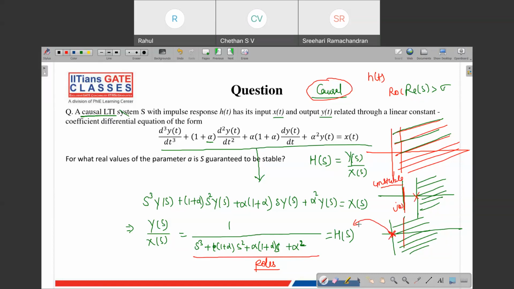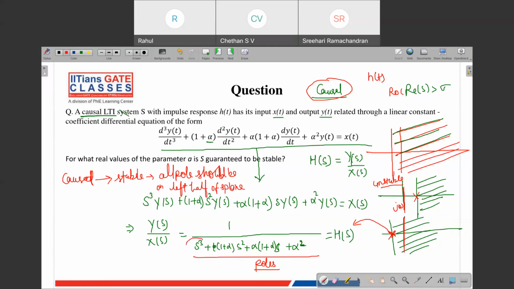From here we generally conclude that whenever the system is causal, all the poles should be on the left half of the S-plane for the system to be stable. So this point you can note down. Whenever the system is causal, then for the system to be stable, all poles should be on the left half of the S-plane, or all the poles should be to the left of the j omega axis.